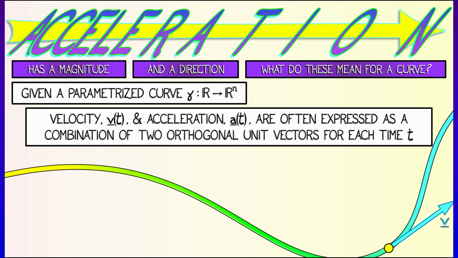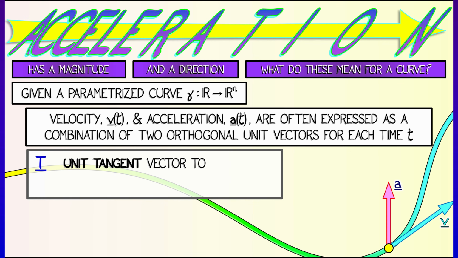So think about it this way. You pick a point on the curve, that's some time t, and you've got the velocity vector, which is pointed in a direction tangent to the curve. The acceleration vector at that time is not necessarily pointed in the same direction. The two of them together span a plane. How are we going to describe that?